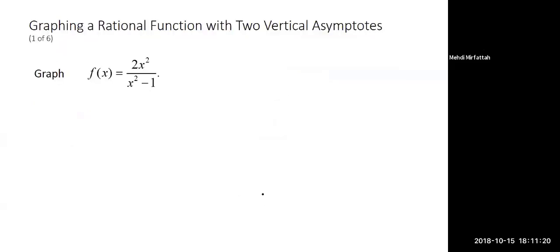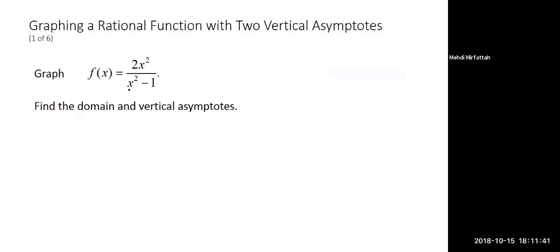Take a look at the graph of 2x squared over x squared minus 1. You notice that in this example, the exponents at the top and bottom of the fraction are the same. Okay, let's see what happens if they're the same. We want to find the domain and the asymptotes.